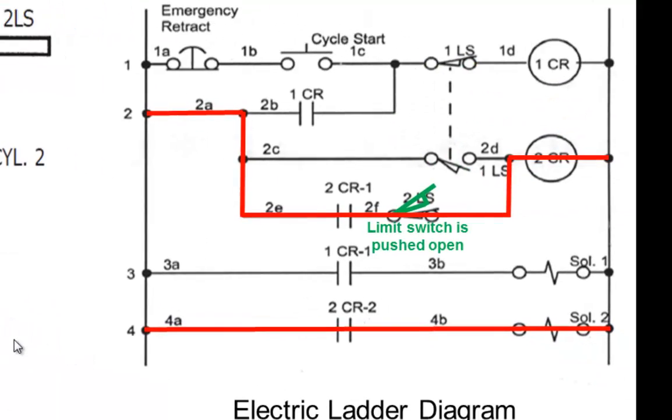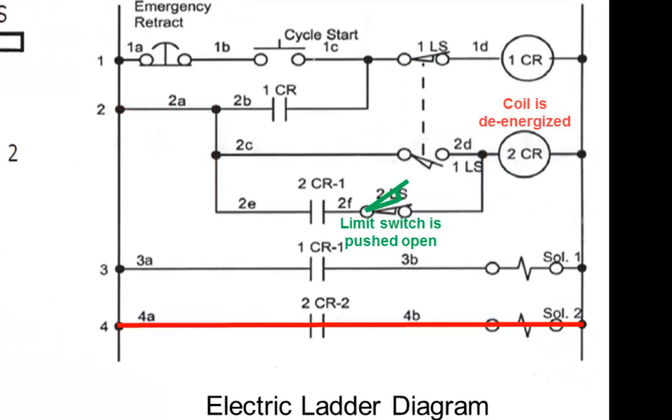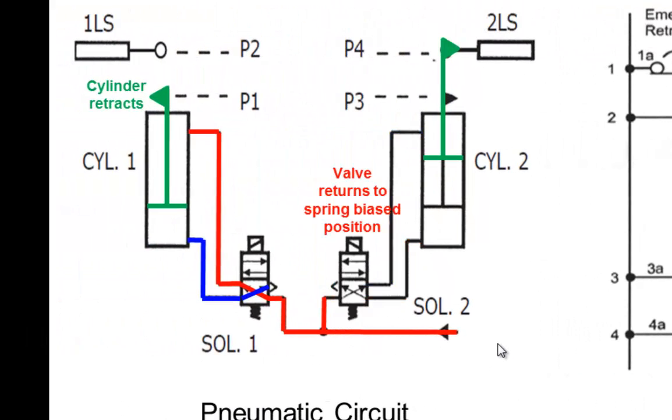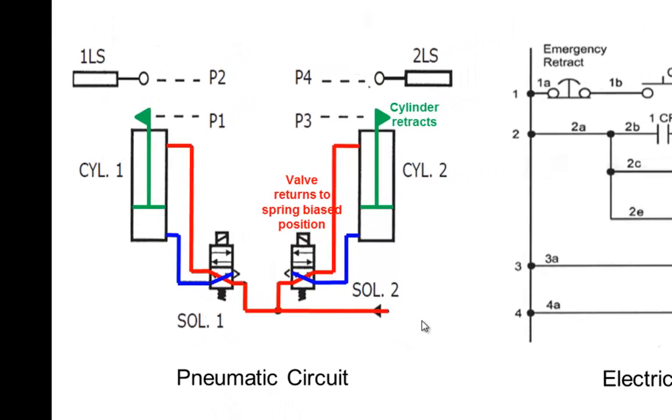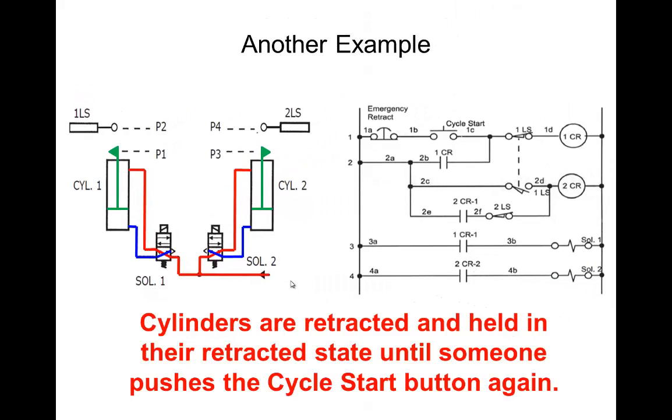When limit switch number 2 is pushed open, it will de-energize this coil because it's now an open circuit. And when that coil is de-energized, this contact is also opened, and solenoid 2 is now de-energized, which allows it to return to its spring-biased position. So compressed air now goes up to the rod end, and air in the blank end can be vented to the atmosphere, and that cylinder will retract. And these two cylinders are retracted, and they're held in that retracted state until someone pushes the cycle start button again.